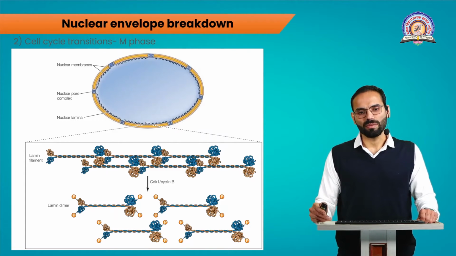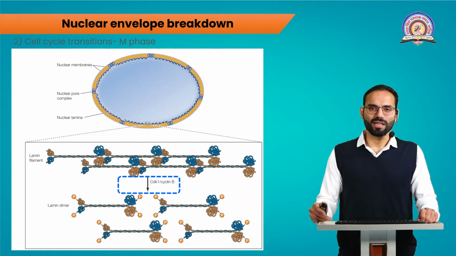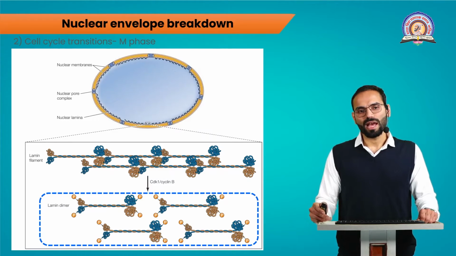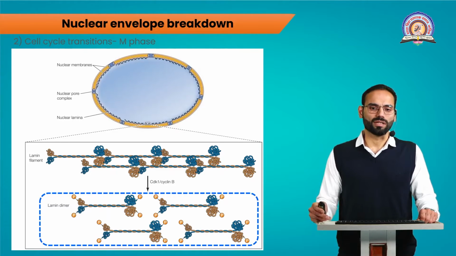Once the cell enters mitosis, as we already know, CDK1 and cyclin B get activated, and this activation of the cyclin CDK complex results in the phosphorylation of the lamins. As you can see here, the lamins are present just beneath the nuclear membrane, and they act as a scaffold or support for the nuclear membranes. So the phosphorylation with the help of CDK1 and cyclin B results in their disintegration and the formation of lamin dimers. And finally, this lamin completely breaks down, as you can see here, and that results in the complete nuclear envelope breakdown.